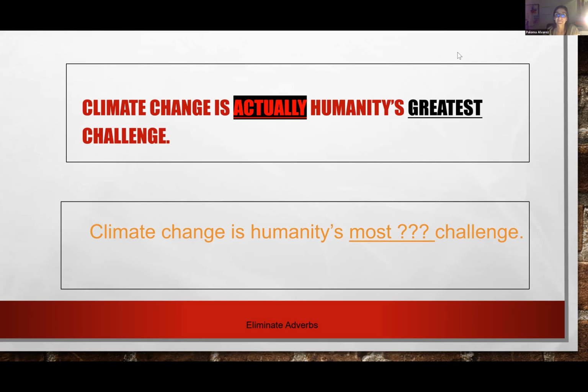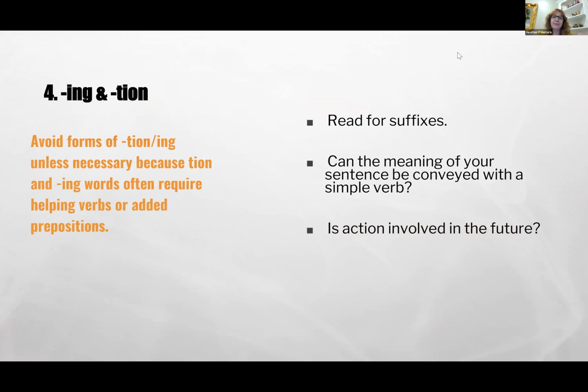And so that's why, go through your paper, look at the actuallys. What could you say instead? Okay. The other words are words that end in ing or tion. They often require a helping verb or added prepositions. And because of that, the sentence can become bloated. So I always say, do a word search for ing, tion, and ask yourself, how could I make the sentence a little more refined, a little less wordy, if I got rid of that word.